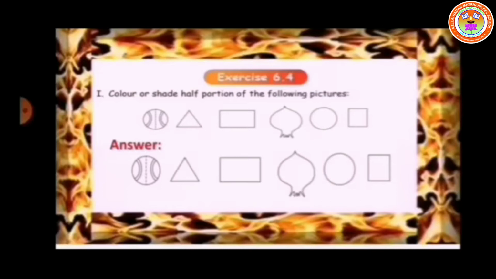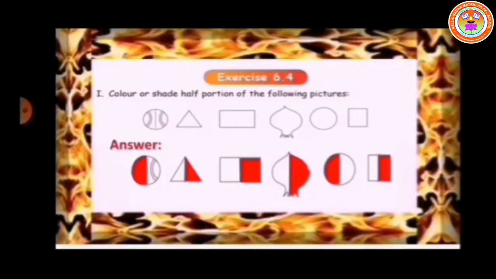Now the half portions of the ball is being colored in red. Then the triangle, rectangle, pomegranate, circle and another rectangle. It's very simple to color or shade the pictures into half.